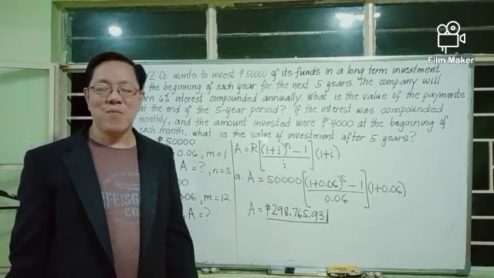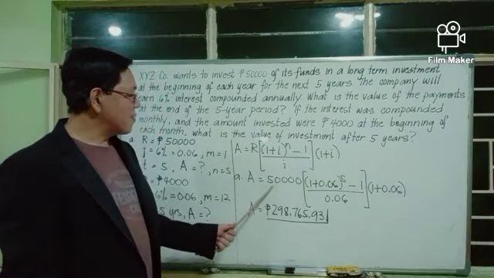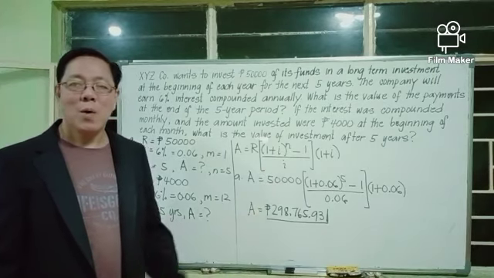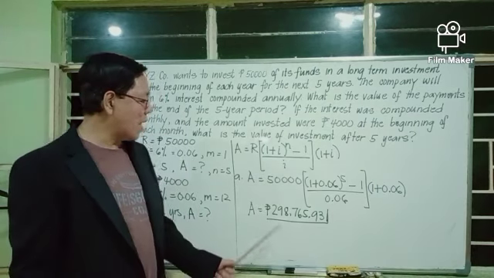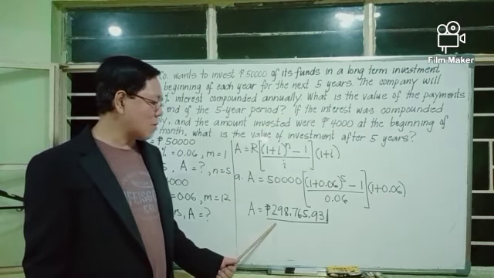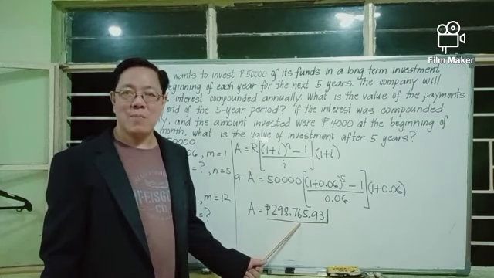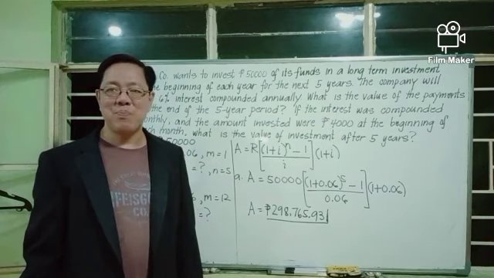Hence, the value of the long-term investment, of 5-year investment of 50,000 pesos to be paid at the beginning of each year for 5 years with interest of 6% compounded annually will have a value of 298,765.93 pesos at the end of the 5-year period.